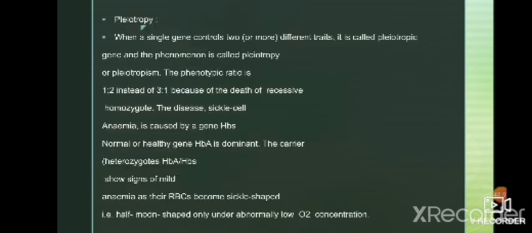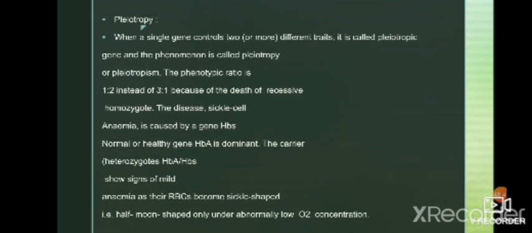Pleiotropy. When a single gene controls two or more different traits, it is called a pleiotropic gene and the phenomenon is called pleiotropy or pleiotropism. The phenotypic ratio is 1:2 instead of 3:1 because of the death of the recessive homozygote.